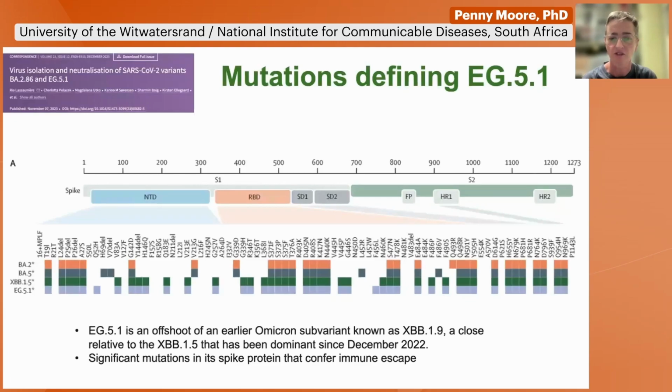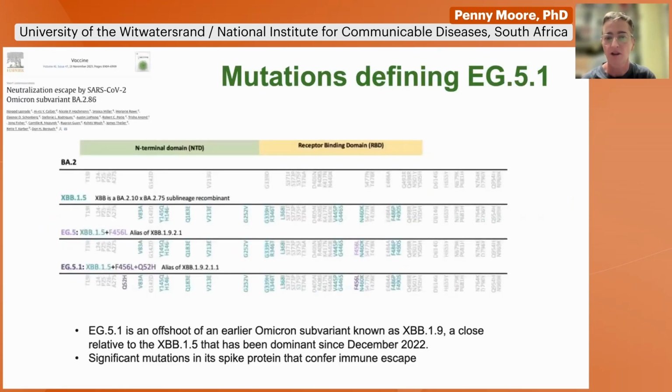So here, each of the boxes is a mutation. And if you look upwards, you can see the mutations are located either within the N-terminal domain, the RBD, SD1 or 2, or the S2 region. If you compare XBB1.5 and EG5.1, you can see that many of the mutations are very similar, and that reflects its evolutionary history. But there are two significant mutations that distinguish the two variants. You can see them there at position 456, and I'll show you a slide in a second that makes it easier to see, and at position 52.